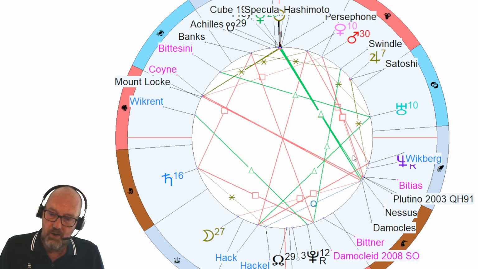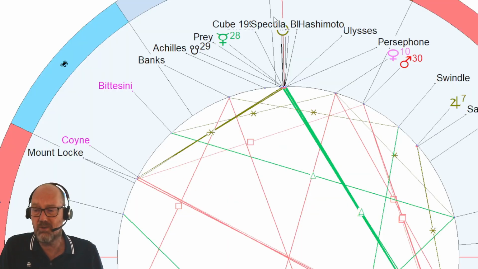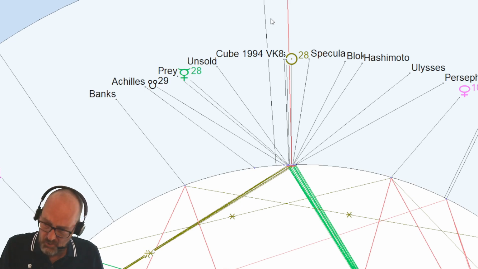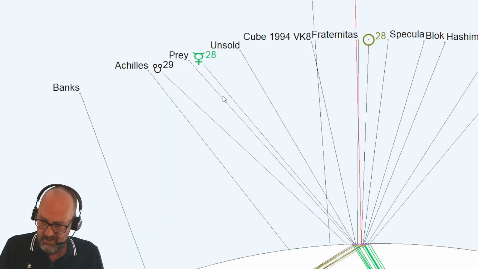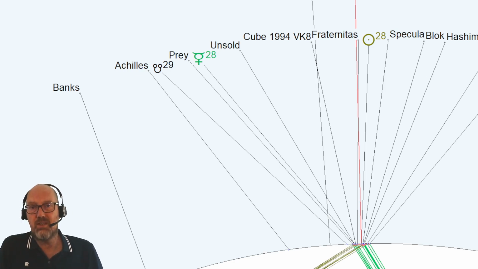Furthermore, when we look at Nessus, and Nessus is trining Mercury, and Damocles here is trining the Sun. And always good to look at the Sun, so let's zoom in there for a moment. We find Prey conjunct Mercury, and then we have a cube again. So let's see what Benjamin Adema says about this one. Abuse of control systems and sudden death. That's again spot on.